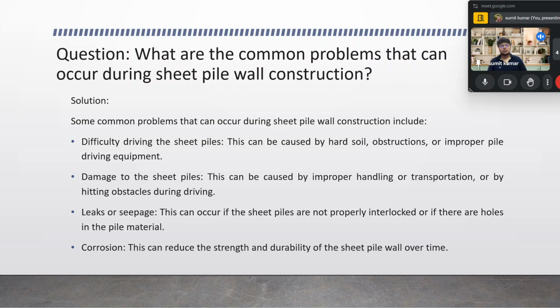And the next one is corrosion. To resist corrosion, some chemicals we have named earlier could be used to reduce the chances of corrosion while using the sheet piles. When corrosion occurs, it reduces the strength and durability of the sheet pile walls over time. As we have studied, the sheet pile wall has very good strength for its applications across the field.